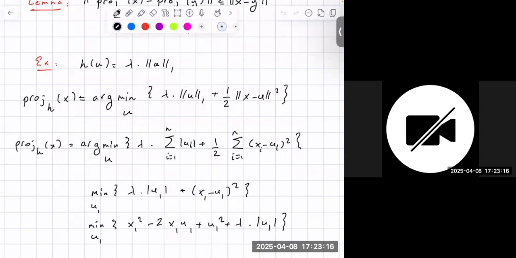And now let me write it down in detail. What is the L1 norm? Absolute values and sum up those stuff. That's the L1 norm. And here is that lambda. And I just wrote down the Euclidean distance. And if I am a point X to find the projection, I'm going to try to minimize this. I want to find the U vector, which minimizes this quantity.